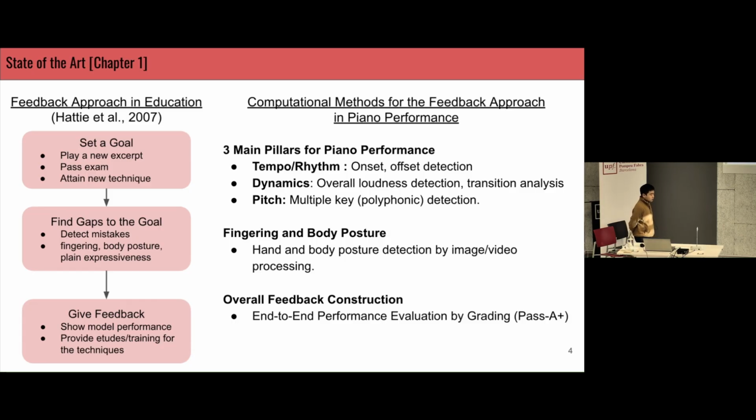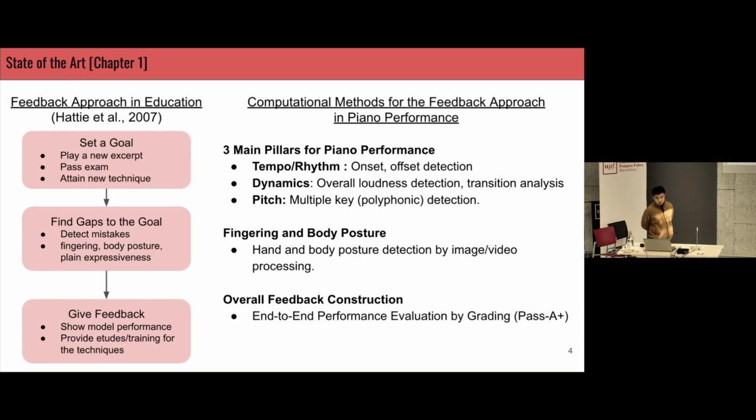And towards their goal, teachers and students have to find a gap, such as detecting mistakes, fingering or body posture being wrong, or piano expressiveness being too plain or too dynamic, etc. And after finding a gap, teachers should give feedback to the students to improve, such as showing a model performance, like the best performance from the teachers, or providing hints or training menus for students to improve.